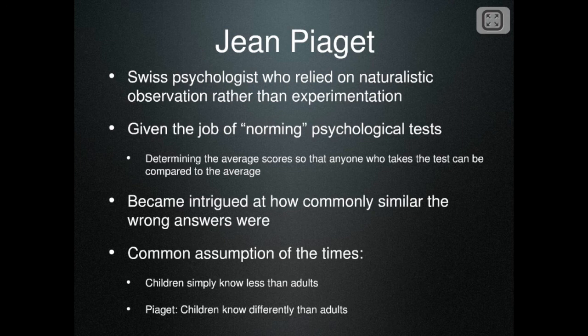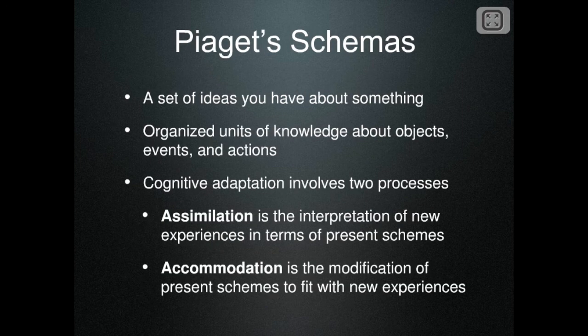But when he was doing this with children, when he was doing these tests, he became intrigued about how similar the wrong answers were, that children weren't just making up wrong answers. There was a systematic procedure, all of these wrong answers were very similar to each other, and their thinking was the same. So he came up with this idea that children don't just know less, they know differently. So that led him to create his idea of schemas.